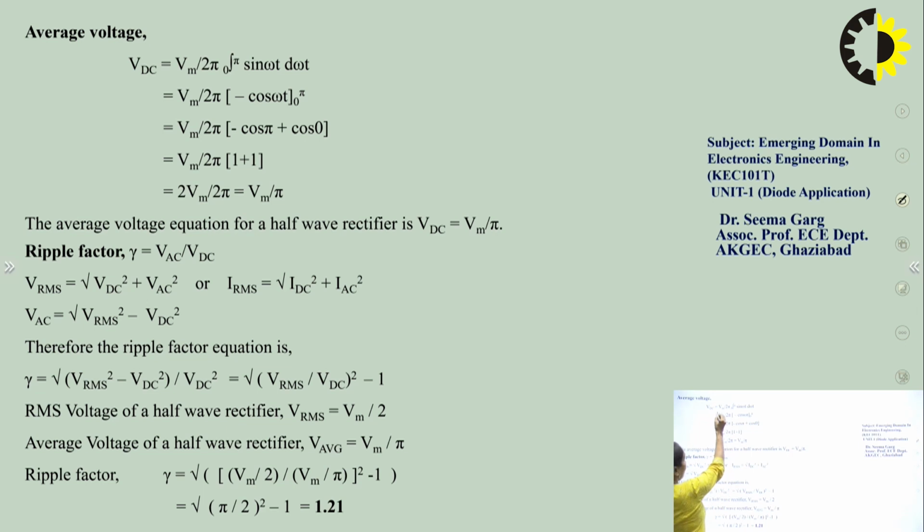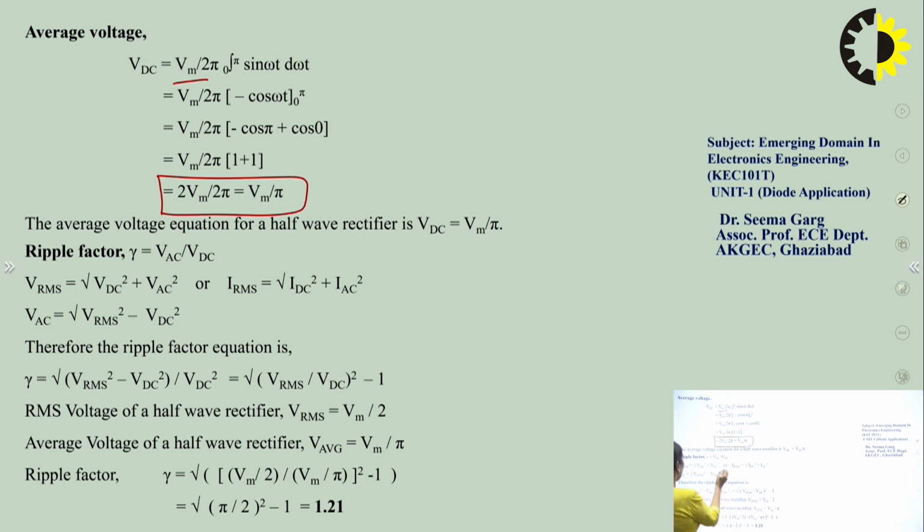So here again Vm by 2 pi, because in the second half cycle the signal is only appearing for the half cycle. That is why we consider only 0 to pi, and if we solve this, the average value comes out to Vm by pi.